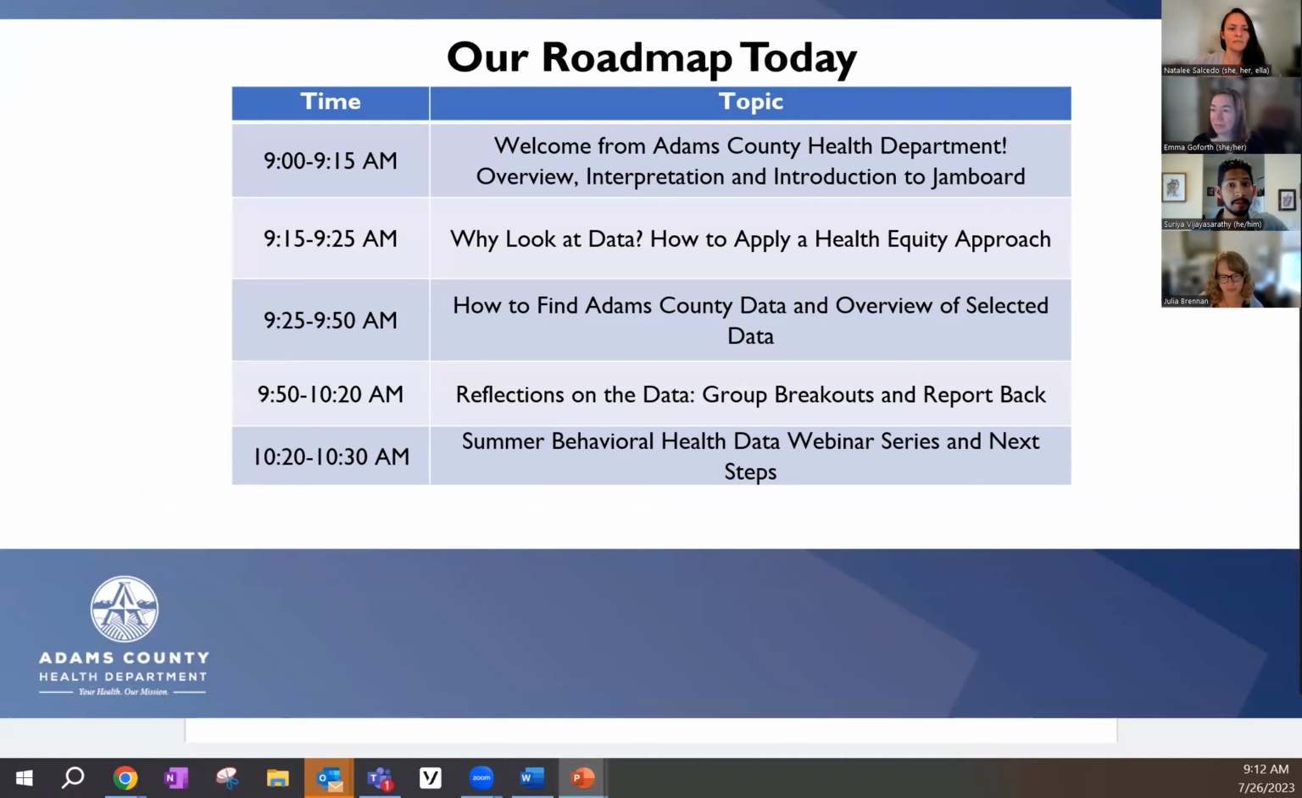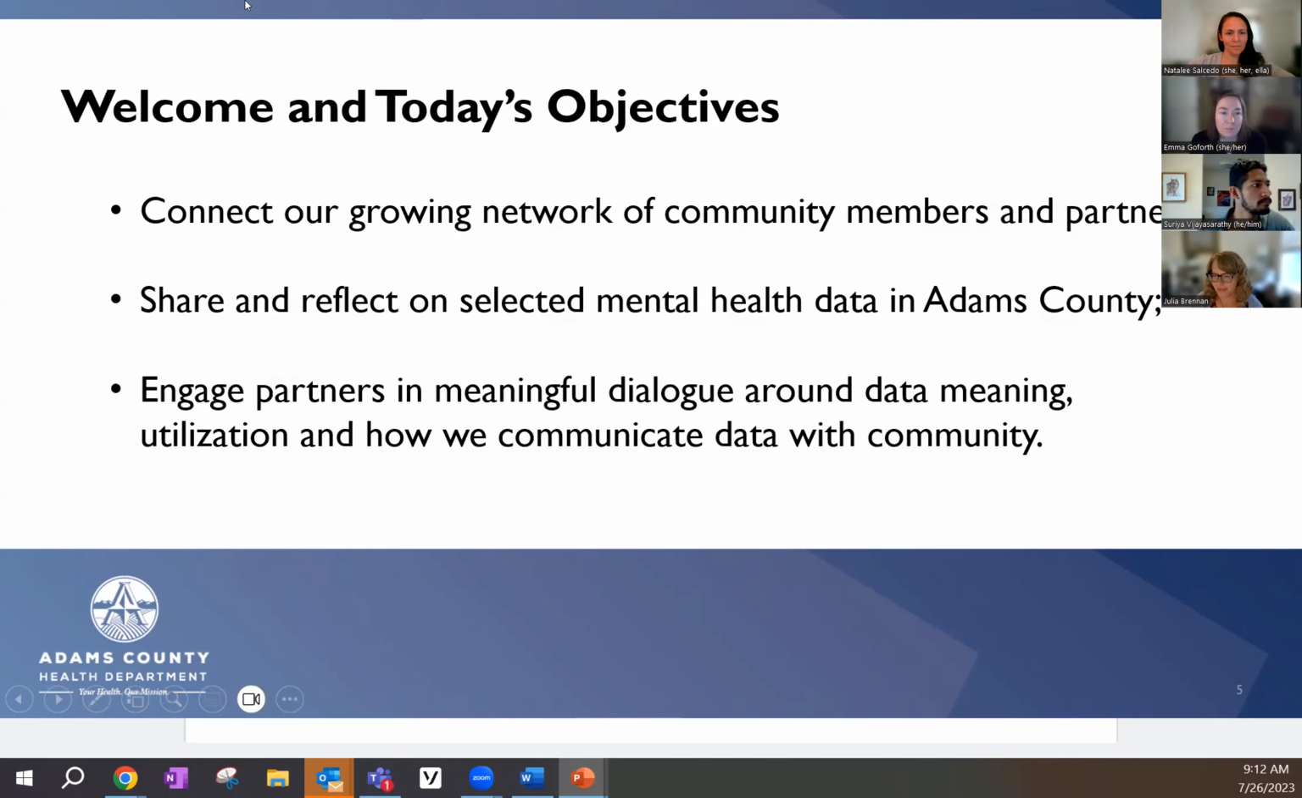Then the spotlight is really going to be on Julia to help us go through the dashboard and some selected mental health data from Adams County. She's going to do an amazing job. We're going to spend a big chunk of time towards the end to give you all a chance to be in small breakout rooms, to talk through what you're seeing in the data and interpret it a little bit in small groups. And then we'll end with some next steps in terms of what to expect from the rest of these webinars.